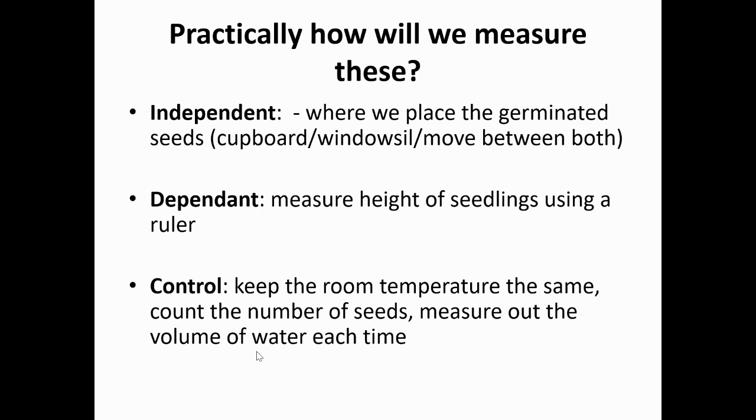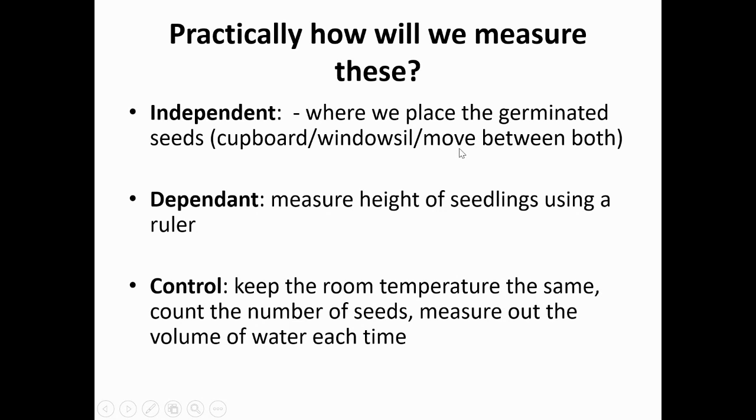Practically, you're going to have to do this. So how are we going to be able to change the independent variable to be able to then make this comparison? Well, we can easily change the light level by changing where we grow the seedlings. So, for instance, if we put it in the cupboard, it would be completely dark. If it's put on the windowsill, then it will obviously get the most light, and hopefully we'll be able to grow the most.